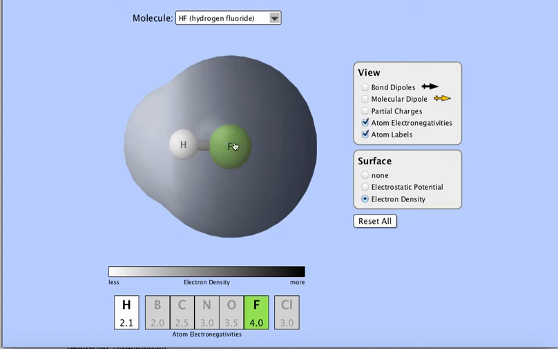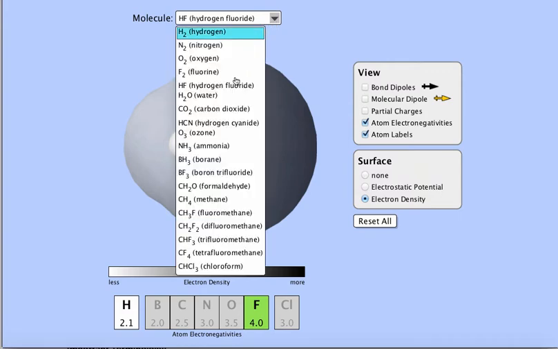Now what that means is there is a polarity due to the different types of atoms that are bound. Even though the linear shape isn't by its very nature going to make a molecule polar, this molecule is polar because of the atoms that are attached to one another. And let's look at another example.